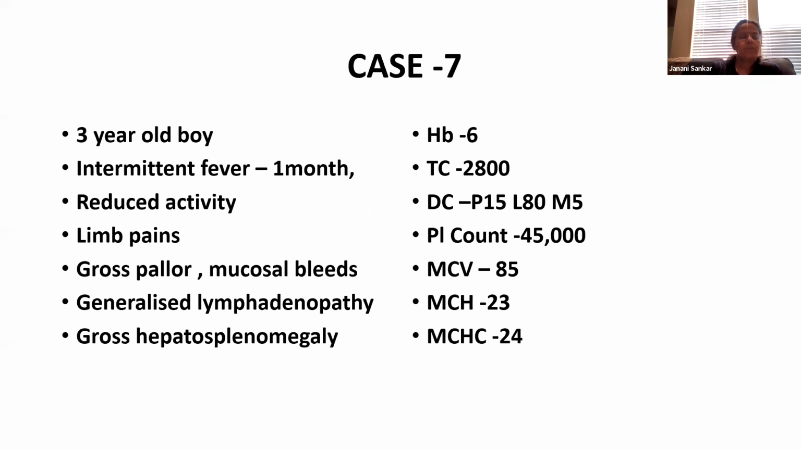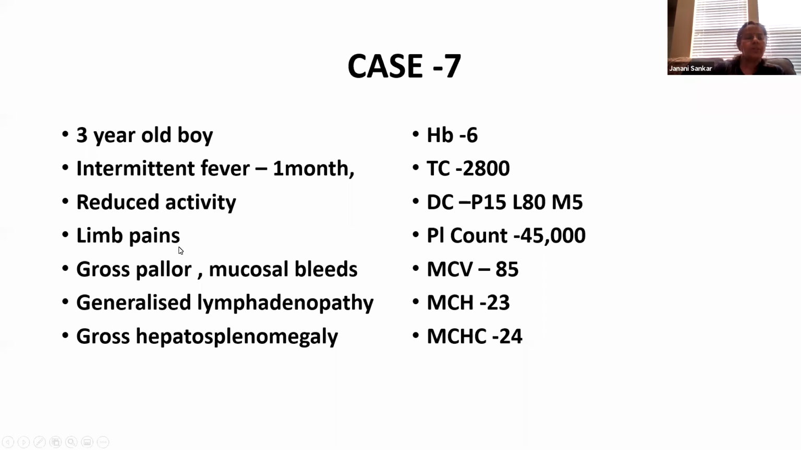Moving on to the next case, a 3-year-old boy came with intermittent fever of 1 month, reduced activity, limb pains, gross pallor, mucosal bleeds, generalized lymphadenopathy, and gross hepatosplenomegaly. I think the diagnosis is staring at you. This is just for completion. I added this case. Hemoglobin is 6, total count is 2,800. You have a lymphocytic predominance, low platelet count, indices look okay. So this is staring at you.